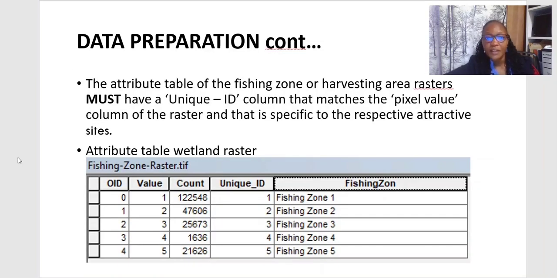So the attribute table for the fishing zone for the raster should appear as follows. You see the value, the count, the unique ID, and the fishing zones. As I have reiterated before, let the unique ID have numbers that are similar to the CSV file or the CSV table that you'll be loading, so that you can upload the data from the CSV table to this attribute table for the raster.